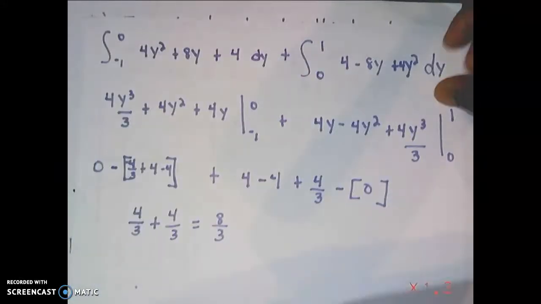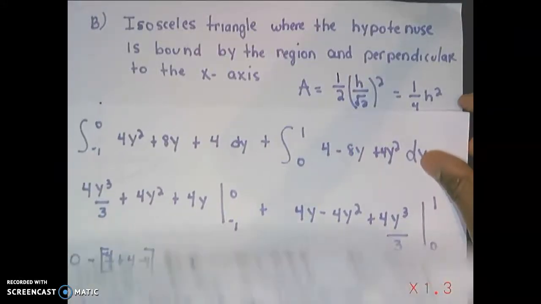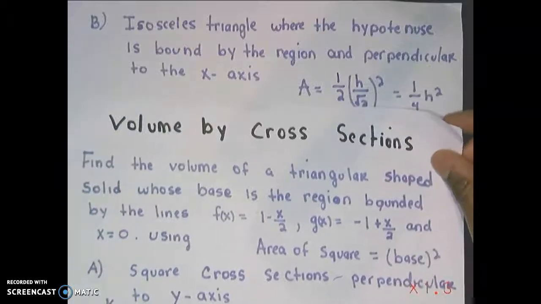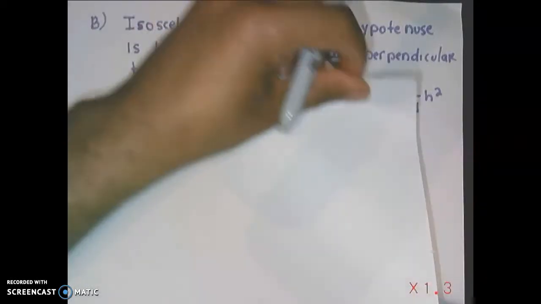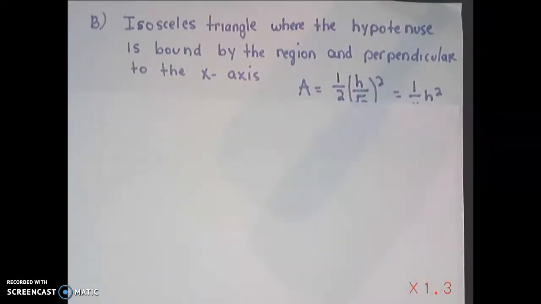We're going to use the same base, but this time the cross section is going to be a right isosceles triangle where the hypotenuse is bounded by the region and perpendicular to the x-axis. So, like I said, this is a review, but I'm just going to recap.